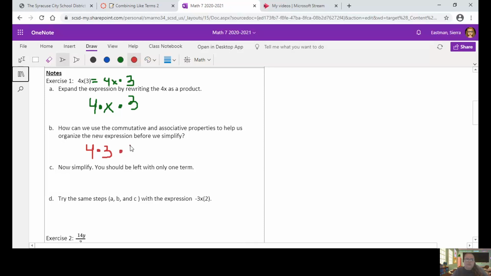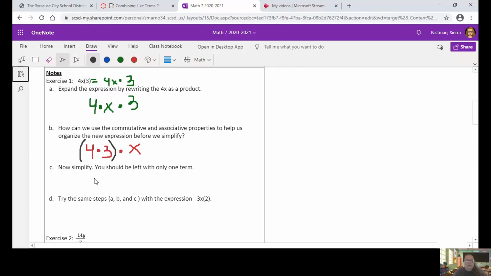This would still give me the same answer, but I'm just switching that x and 3. And then I could use my associative property to add parentheses around this 4 and 3, which tell me to multiply those two terms first. Down in part C, you're actually going to do that math. So we're going to multiply those two terms first.